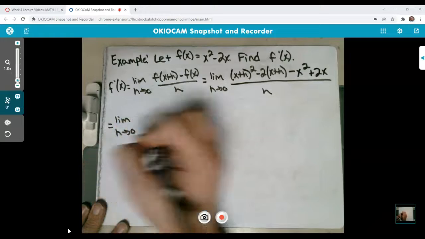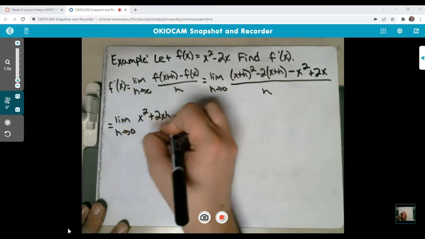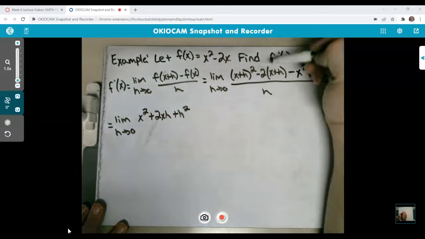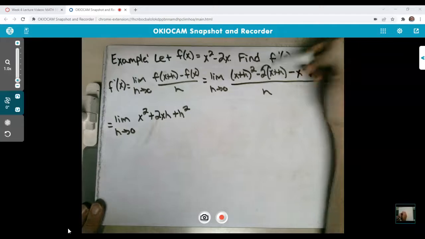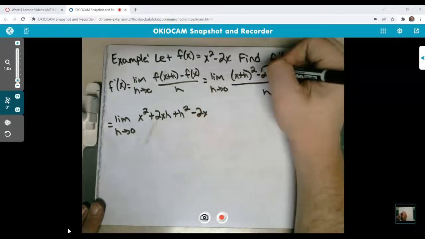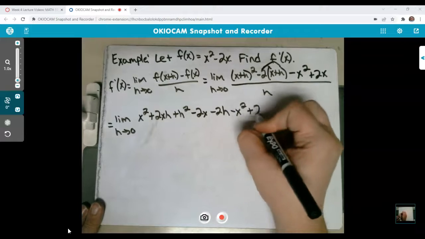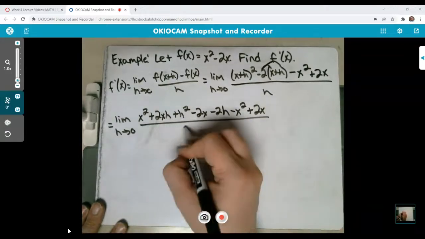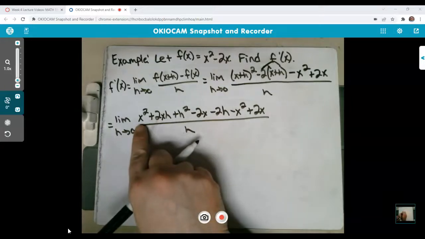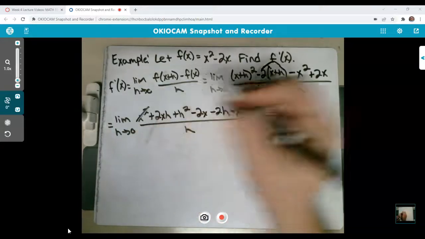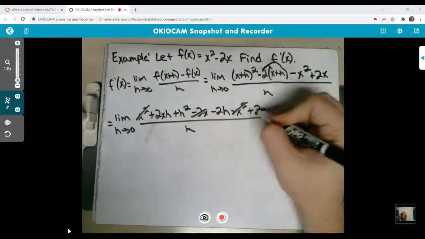Simplifying this as best as we can, x plus h squared we've already seen as x squared plus 2xh plus h squared. Distribute the negative 2. That gives us negative 2x minus 2h. And then I still have minus x squared plus 2x all over h. Let's see what happens now. Notice I have x squared minus x squared, so those cancel out. Then I have negative 2x plus 2x, so those are out too.